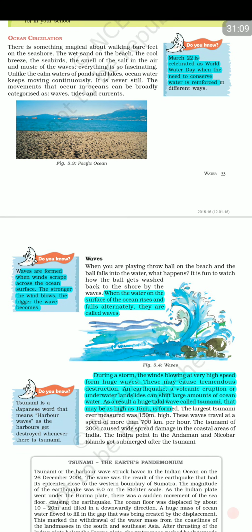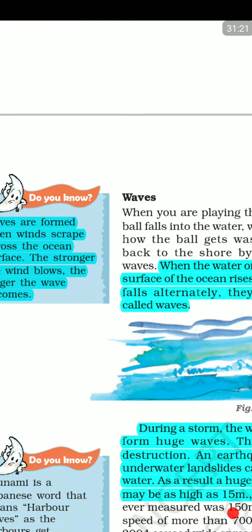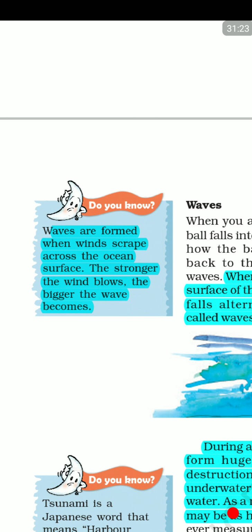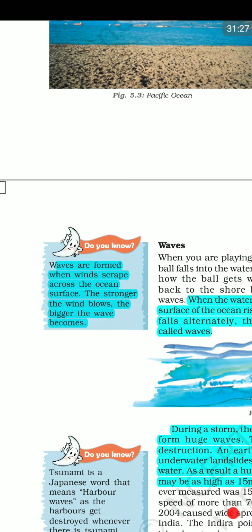First is wave. Now, how to remember? Many people confuse waves and tides. Which is caused by what? Wave as W, winds have W. So that is how you'll remember. Waves are formed when the winds scrape across the ocean surface. The stronger the wind blows, the bigger the wave becomes.